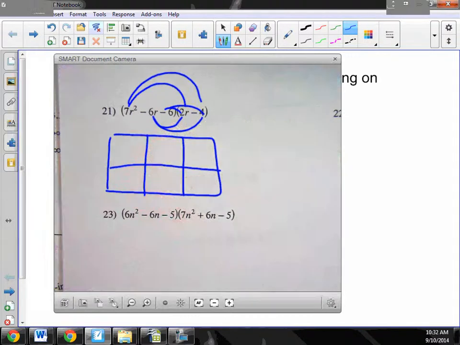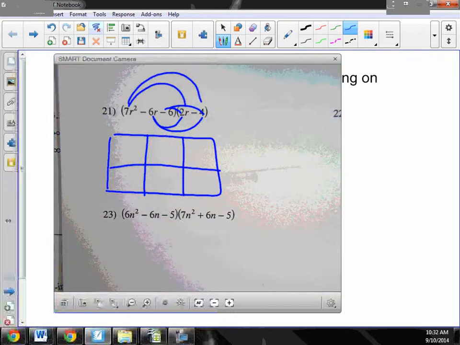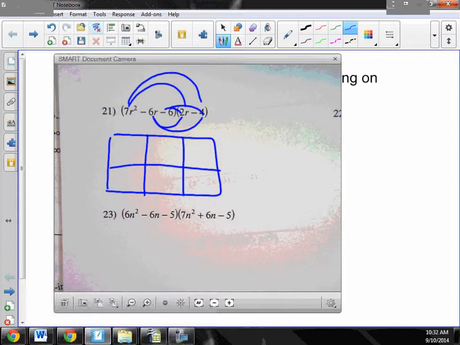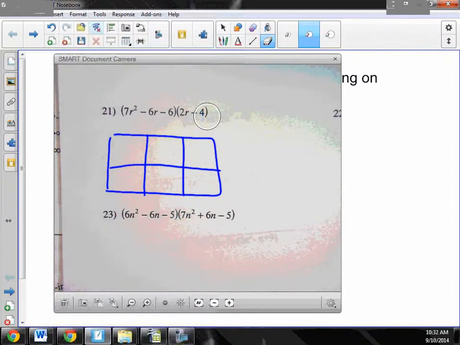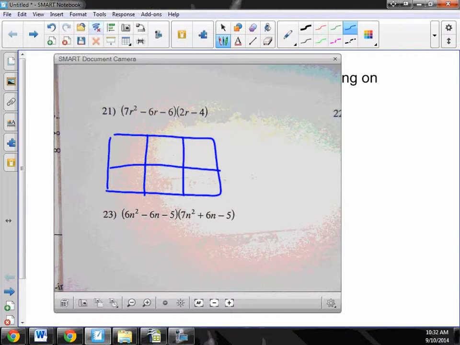And then once you have it all multiplied out, what do you need to do? You need to simplify, but the trouble is, are they in order? When you line them all up, they're not going to be in order. When we multiply them in the box, everything will be nice and organized. So 2r and negative 4, 7r squared minus 6r minus 6.